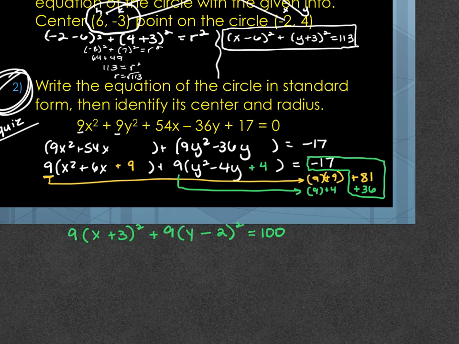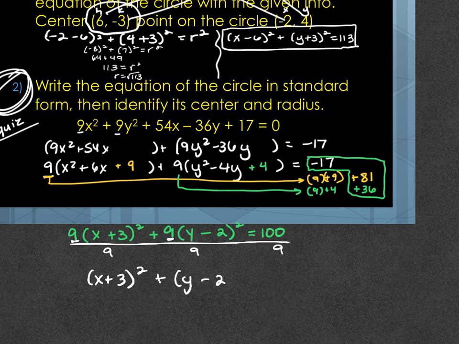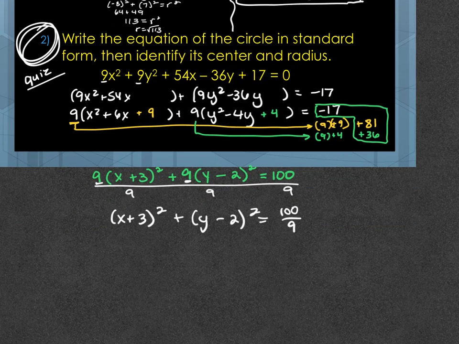Okay, now it's a circle, and a circle can't have a number on the front. So the next thing we're going to do is divide everything by 9. So I'd get x plus 3 squared plus y minus 2 squared equals 100 over 9. And there's my equation in standard form.